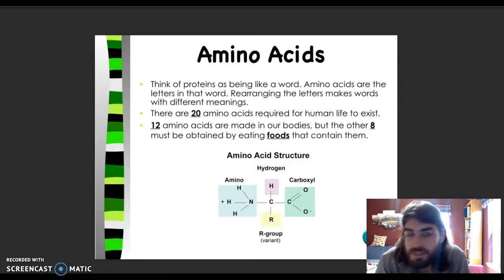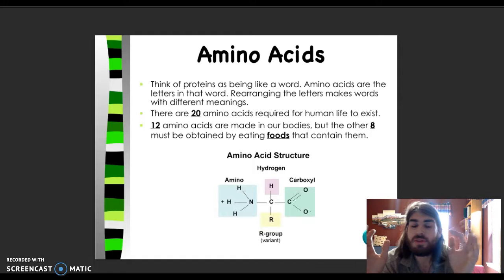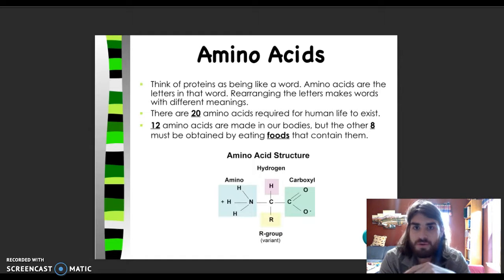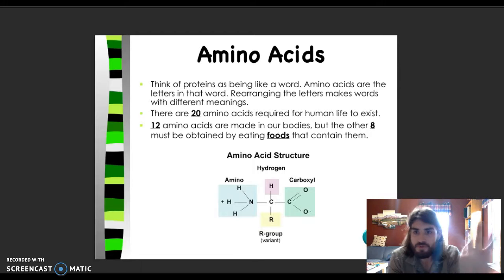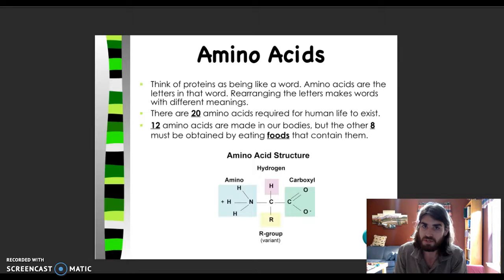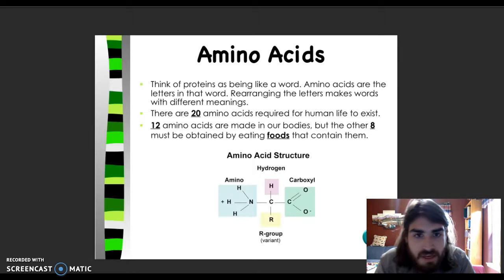All right, amino acids. Think of proteins as being like a word. Amino acids are the letters in that word. Rearranging the letters makes words with a different meaning. So, honestly, that's how you should think about amino acids. It's just like a word. Proteins are like the word, but all the letters are the amino acids, and whenever you switch them up, it makes something completely different. That's the exact same thing that's happening here.